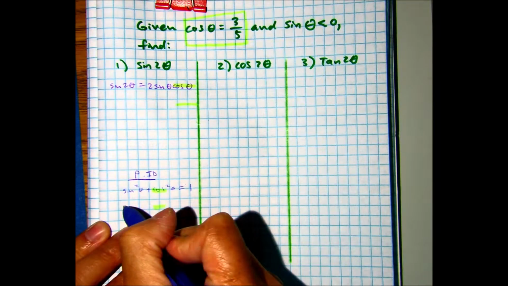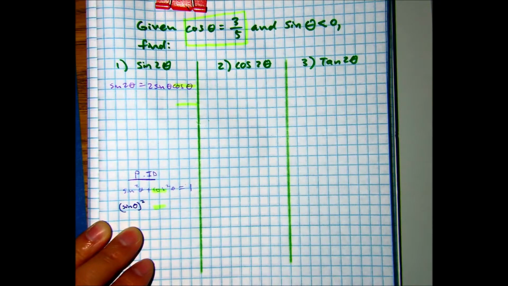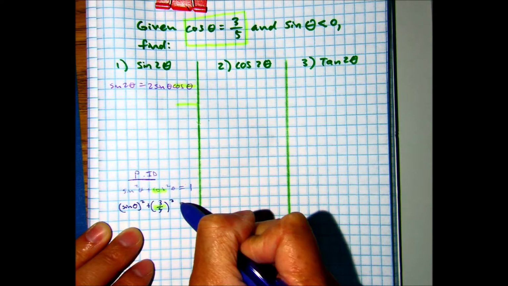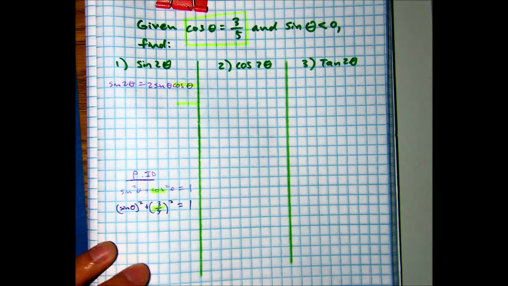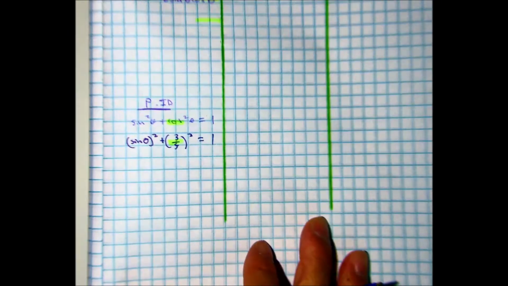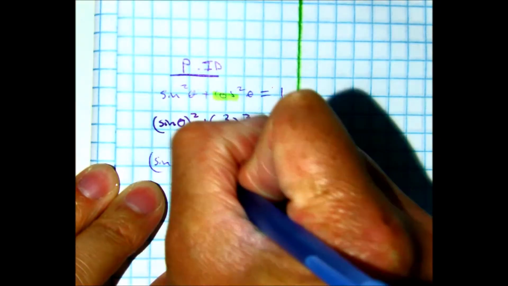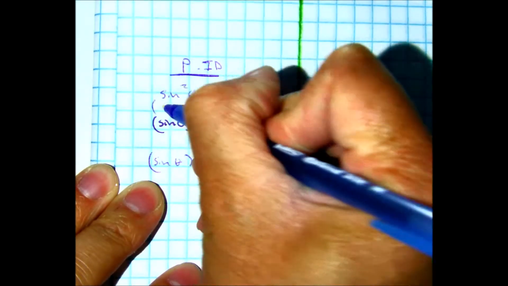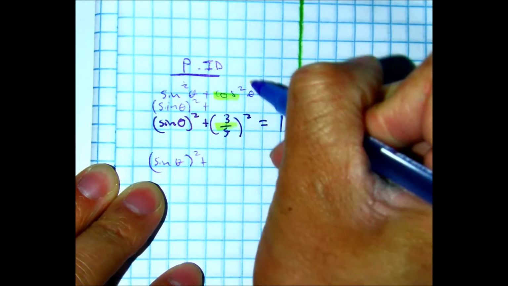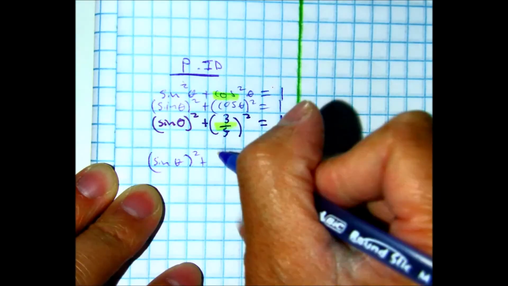So sine squared theta, and 3 over 5 squared. Claudio, 3/5 squared. As he's thinking about that, remember sine squared theta is the same thing as sine theta squared, and cosine squared theta is the same thing as cosine theta squared. Claudio, what do you get?